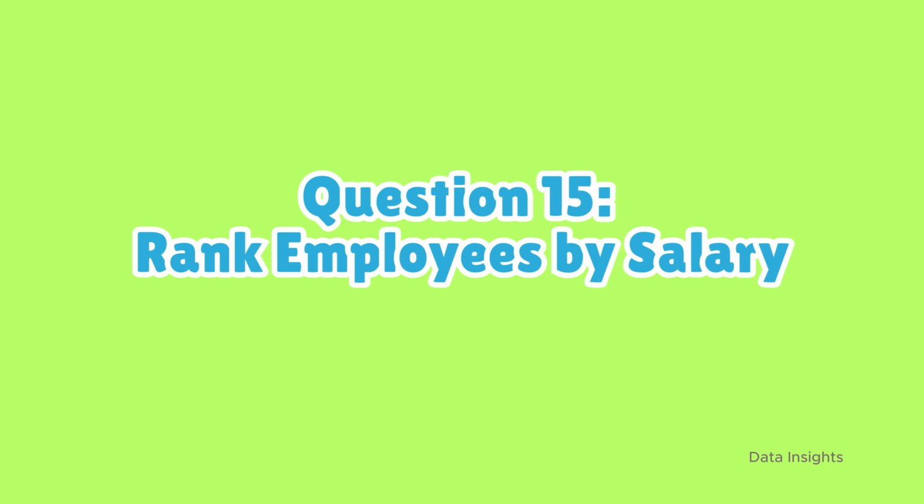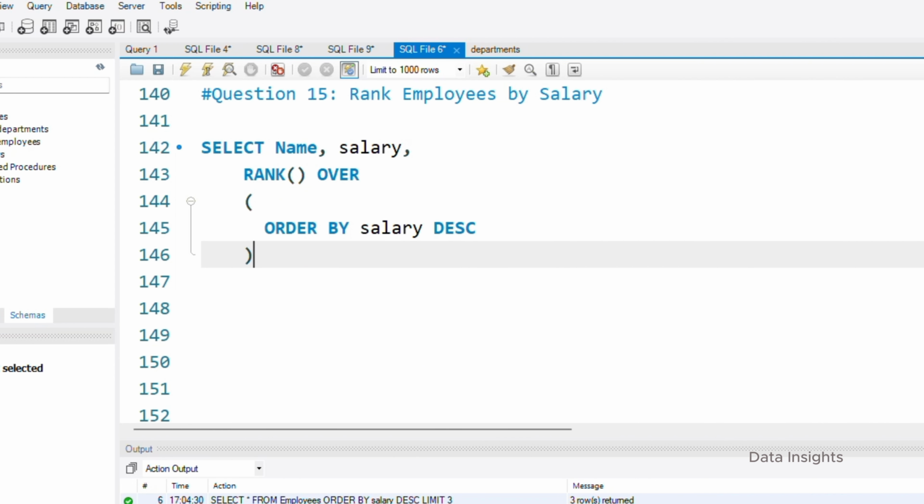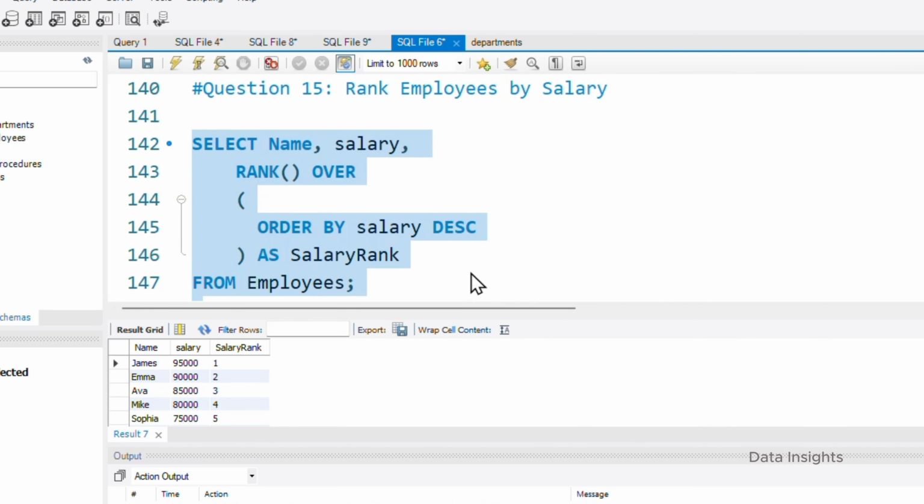Rank assigns a ranking based on salary. The highest salary gets rank 1. If two employees have the same salary, they receive the same rank.